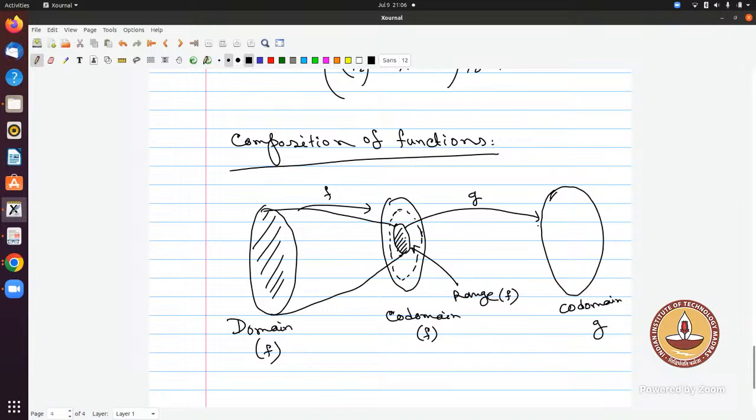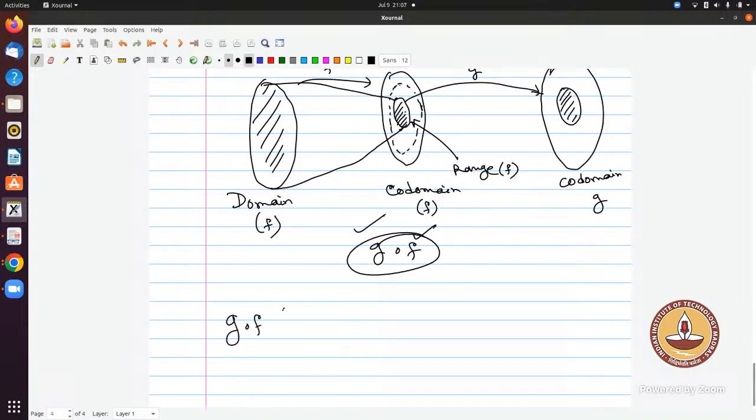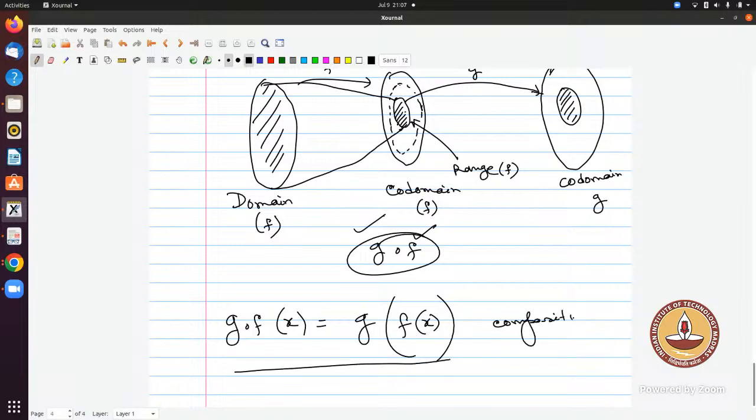We can apply something, and whatever we get here after applying G, this total thing is called G composite. First we are applying f, then we are applying G. So what is G composite of x? This is G of f of x. First we are applying f to some input, then whatever output we are getting, I am applying G to that. This is called composition of two functions.